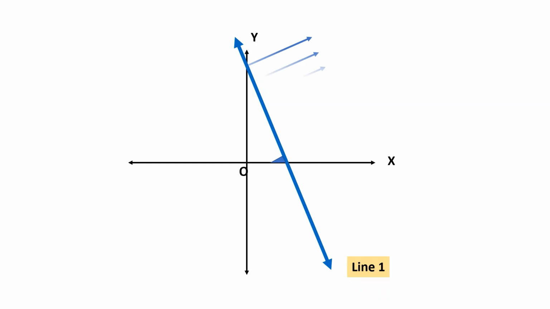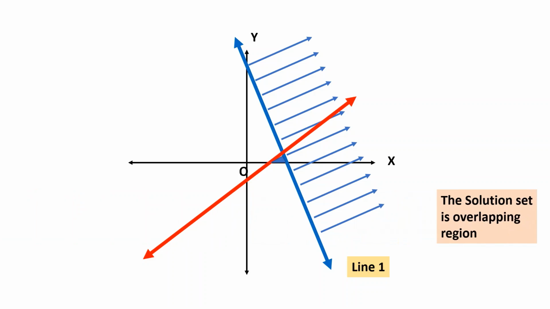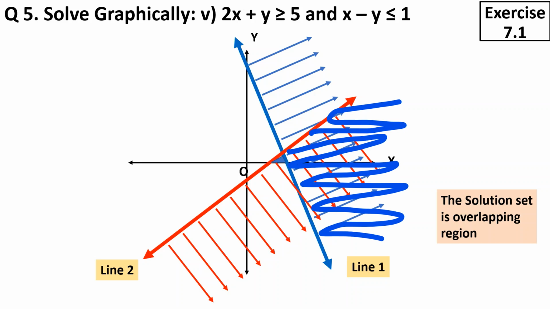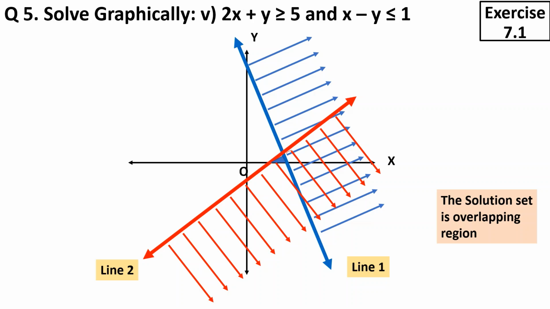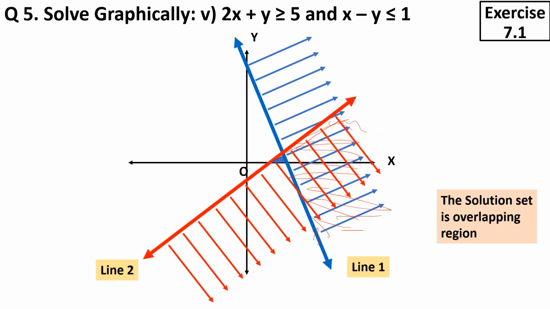Draw lines and check. This is my first line, non-origin side. Second line, it is origin side. Only the overlapping area that you get is this region. So this is my solution for the given pair of inequalities.